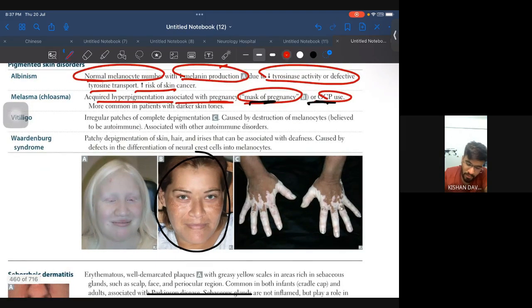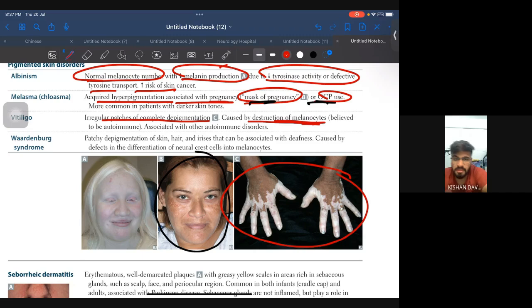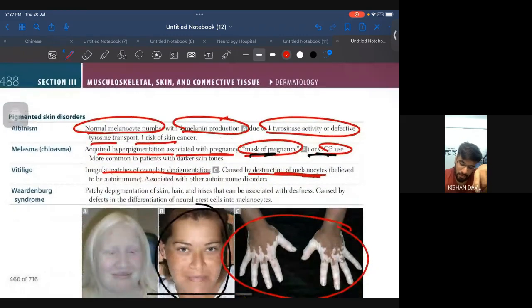Coming to vitiligo, irregular patches of complete depigmentation caused by destruction of melanocytes. Okay, see, this is what vitiligo is. Destruction of melanocytes. Here, normal melanocytes. In albinism, melanocytes are normal, whereas in vitiligo, there is destruction of melanocytes. So don't confuse yourself.